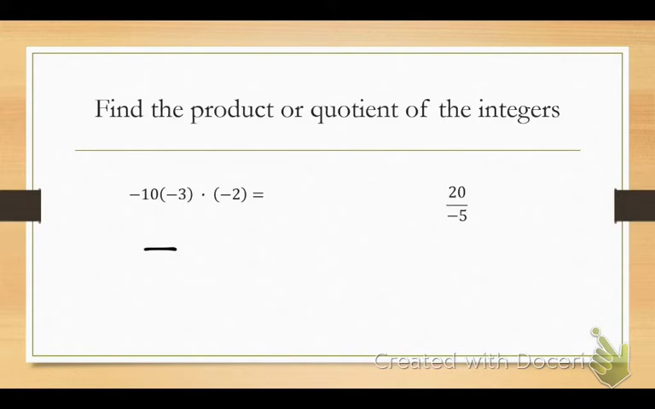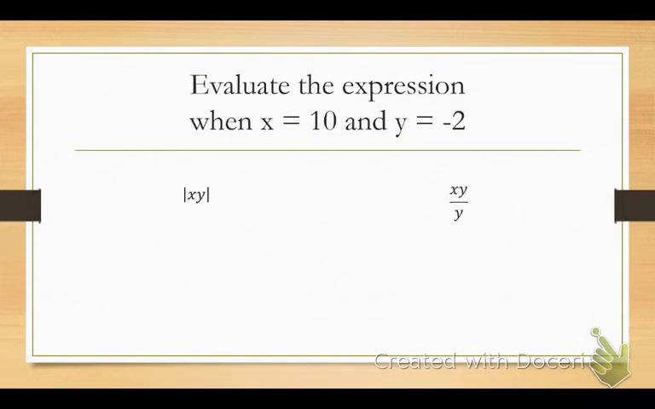You get negative 60 and negative 4. Give yourself 2 points if you got those right. Good job. Awesome. Product and quotient, we just learned those, and you guys did very well in those sections. This is a very important section on your quiz and test. Evaluate the expression when x equals 10 and y equals negative 2.